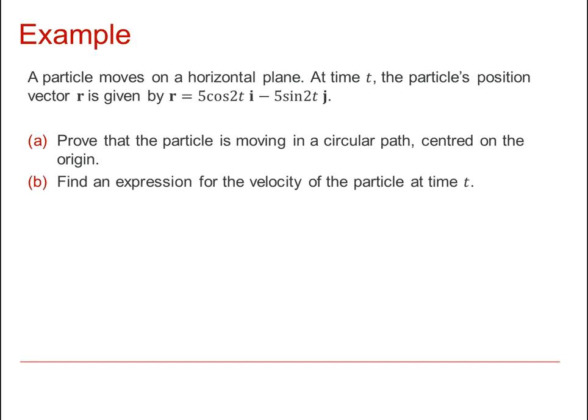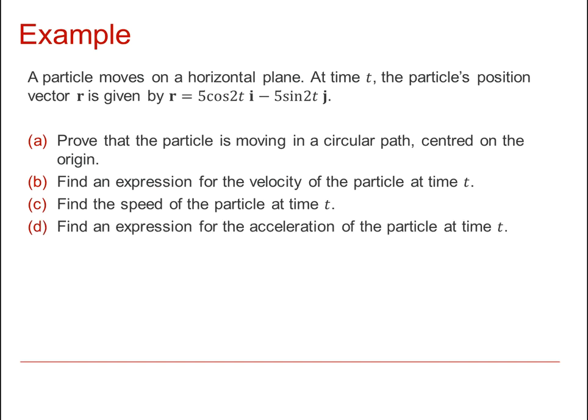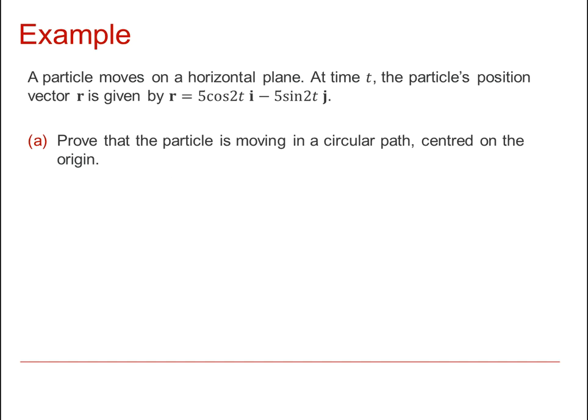Then to find an expression for the velocity. Having got the velocity, we can then talk about the speed, and also get an expression for the acceleration. And once we've got the acceleration, to state the direction of the acceleration of the particle. So let's take those steps one at a time. Firstly, starting off with proving that the particle moves in a circular path.